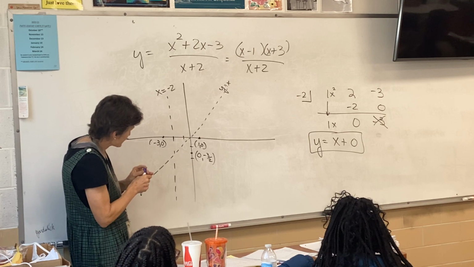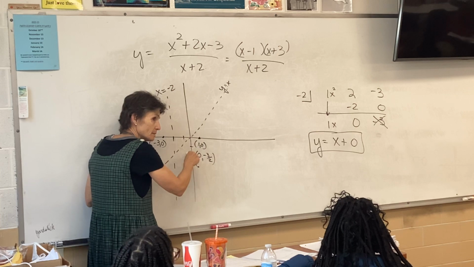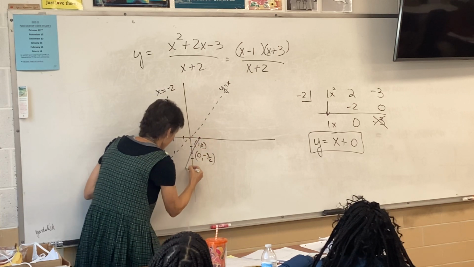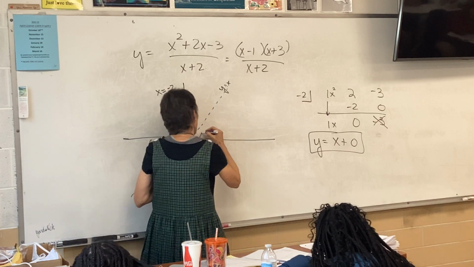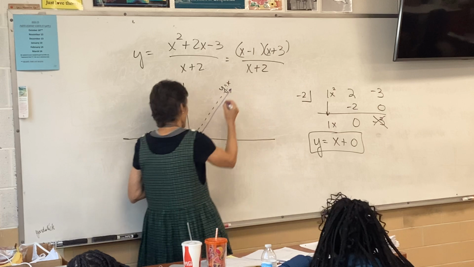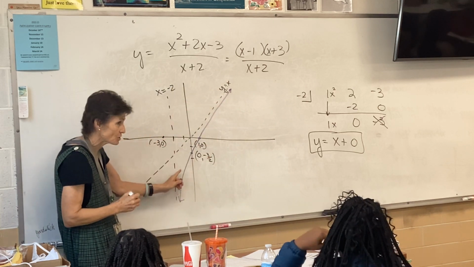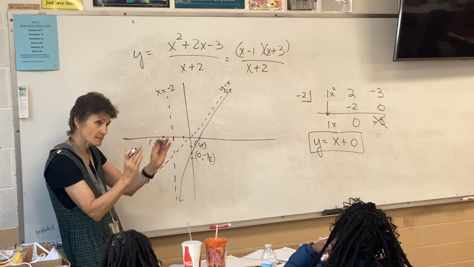So let's see. See these 2 points right here? They're going to be connected, and I'm going to follow my asymptote. So as you're connecting your dots, you're following your asymptote. So this piece right here, look at it, does that make sense to you? It's framed inside those asymptotes.